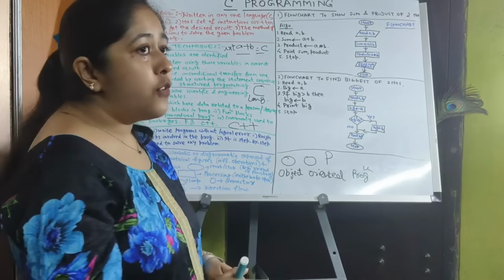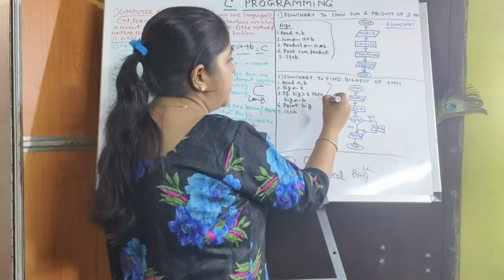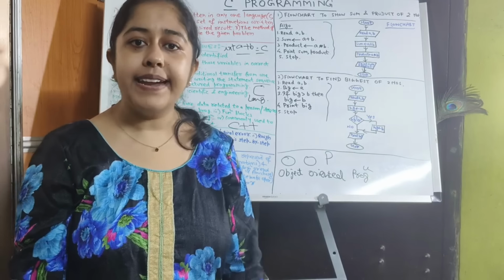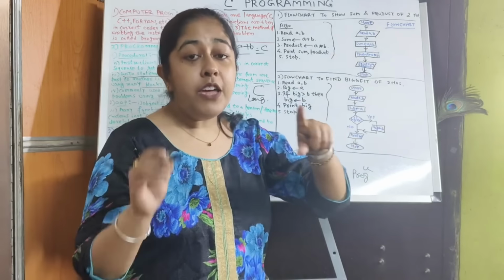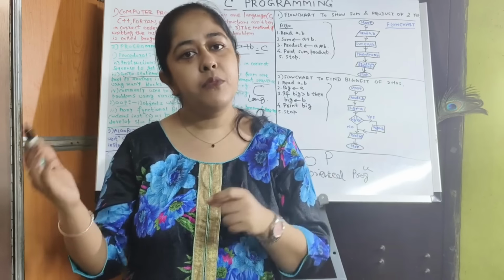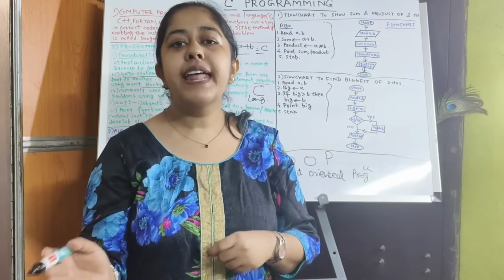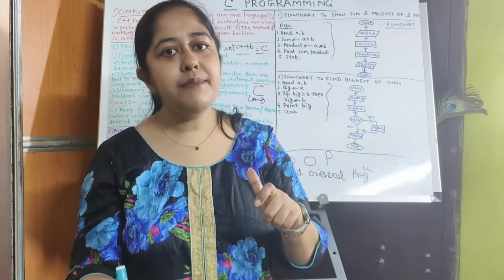Now, flowchart. What is a flowchart? Here you can see this is a particular algorithm. This is an algorithm, how we write a particular algorithm. But after writing this algorithm, you can make the flowchart also. Either you write the algorithm or make the flowchart, or you can have both. Flowchart is what? It will show you in a graphical manner.